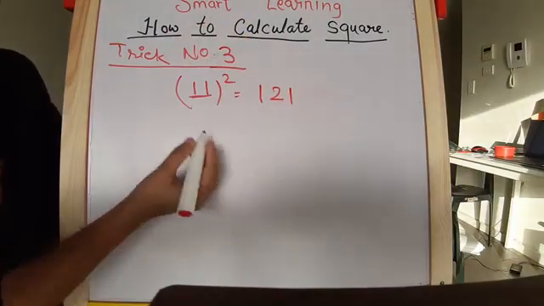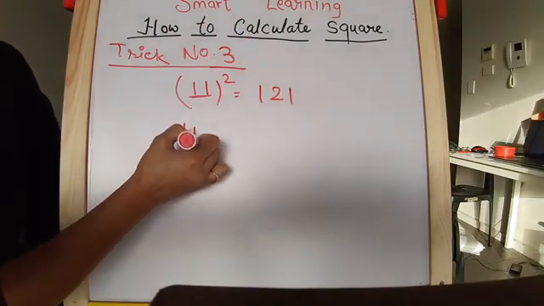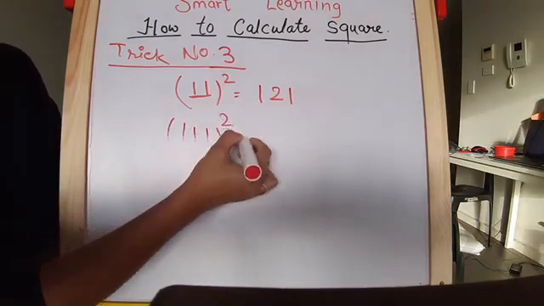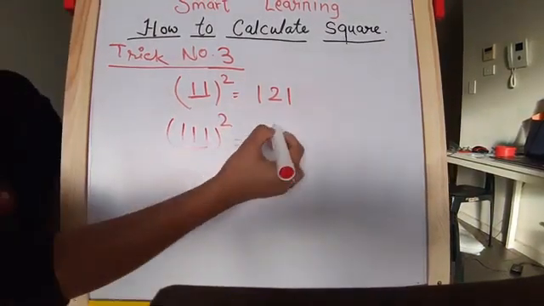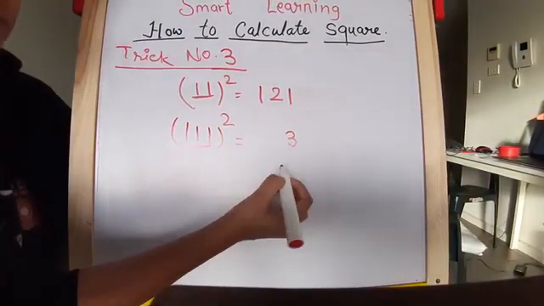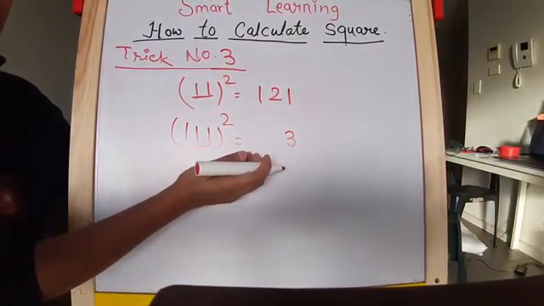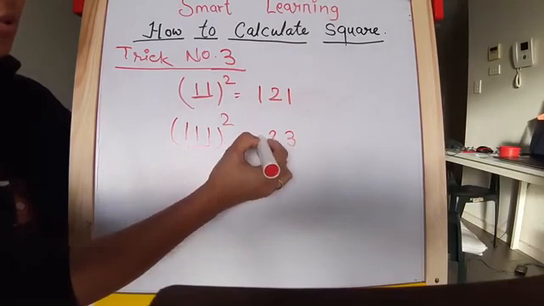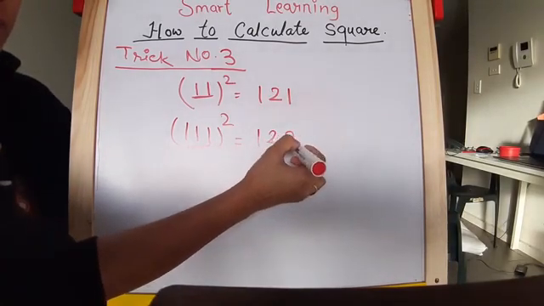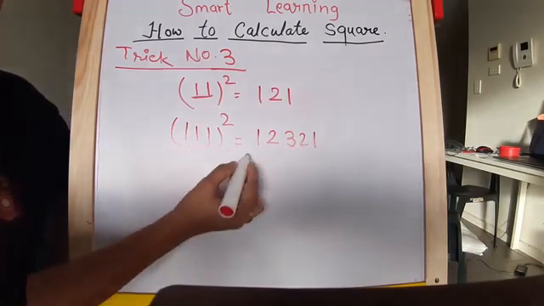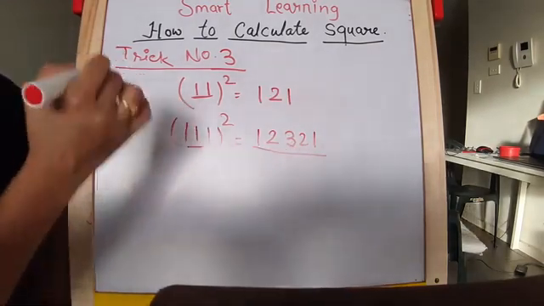121. Now let's calculate the square of 111. How many digits are there? 3. So just simply write 3 here. And how many numbers come before 3? Just write 2, then 1. And the same in another order. 2, 1. So this is the square of 111.